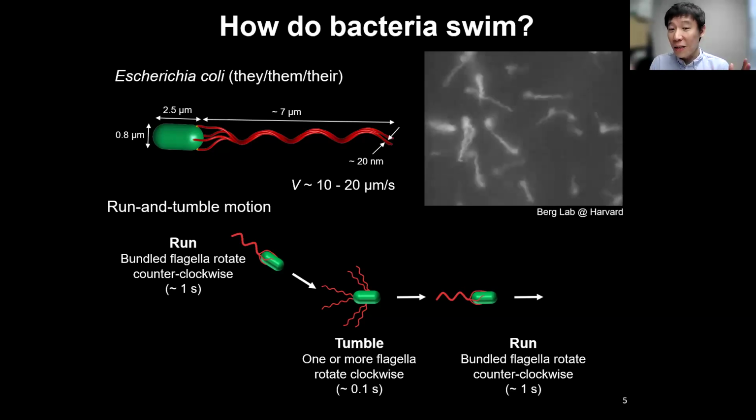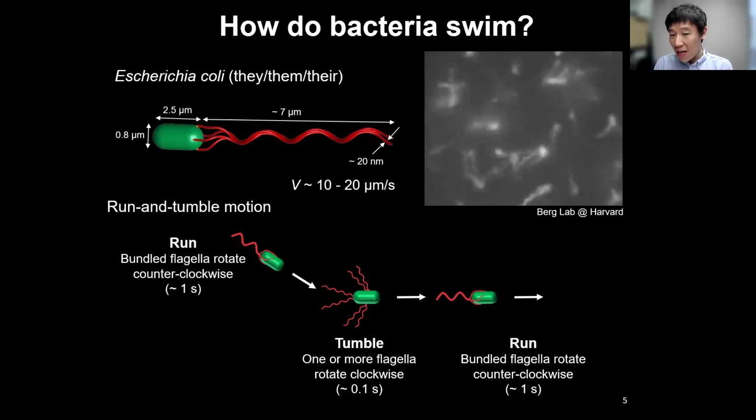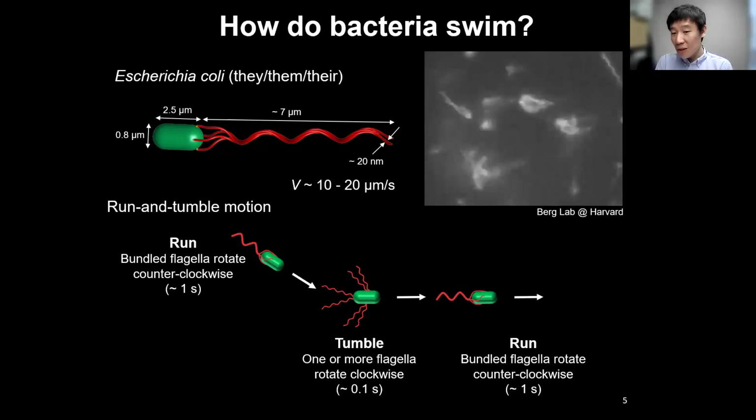Of course, the question is why they do that. They don't waste energy to do this in vain. They can actually couple run-tumble motion with the background chemical cue to allow them to do chemotaxis, which I'm going to talk about in the second part of my talk.